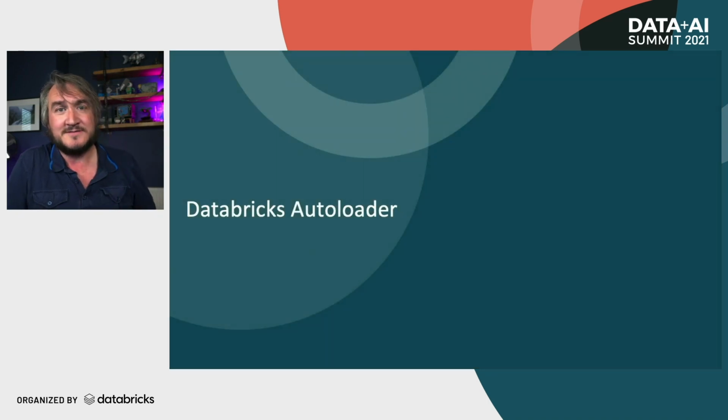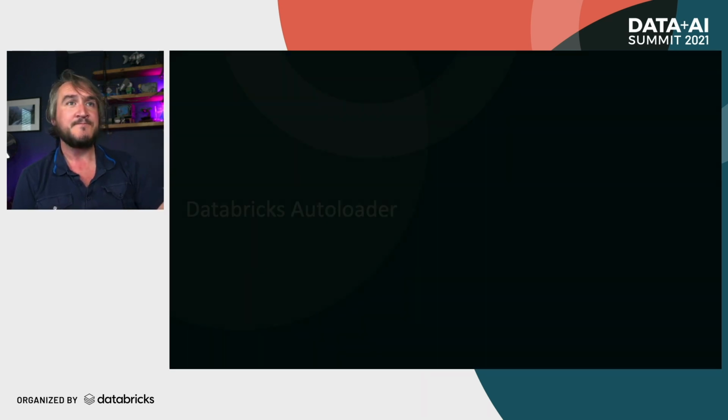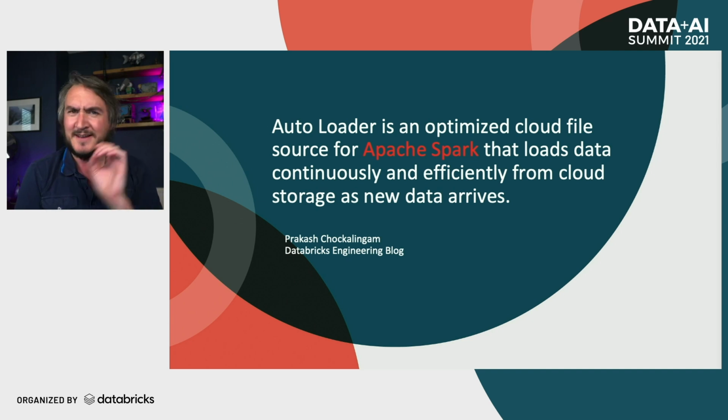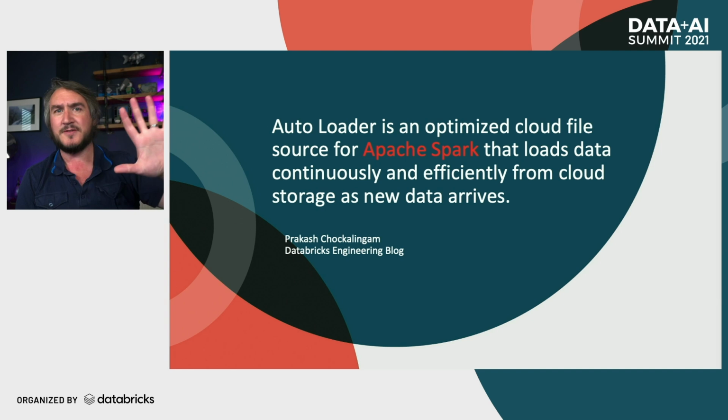So let's talk about Autoloader. Autoloader is specifically to try and resolve this challenge. That set of, we've got some approaches, but none of them are perfect. That's what we're trying to fix. So when Databricks came out with Autoloader, this is how they described it. It's an optimized cloud file source for Spark that loads data continuously and efficiently. Makes sense. That's kind of what we're after. So that's from Prakash on the original announcement blog.